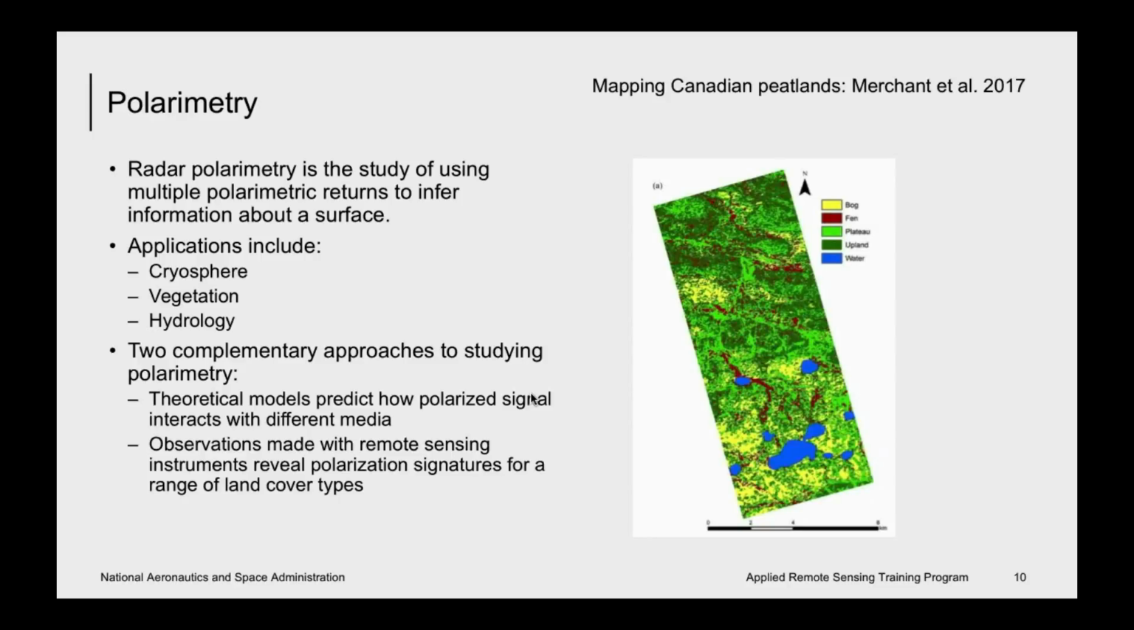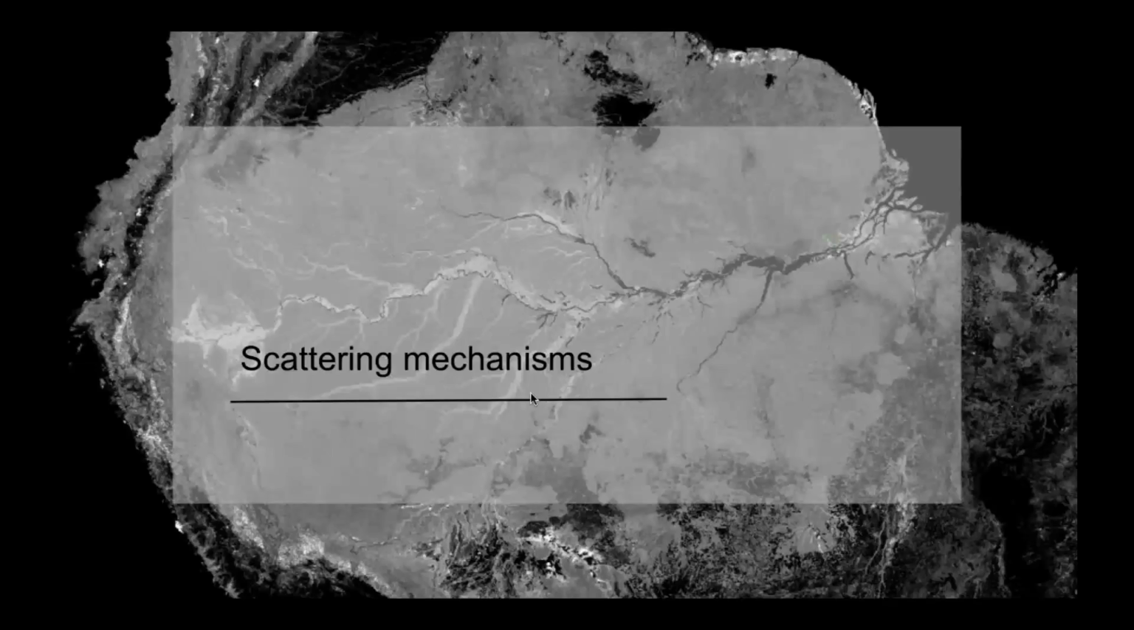So what we want to understand is how do you navigate this literature and get the most information for your own studies? And to do that, you have to understand the basic concept of scattering mechanisms. So the features we see in polarimetric images are due to different scattering mechanisms, meaning that the received signal changes as it interacts with targets on the ground.